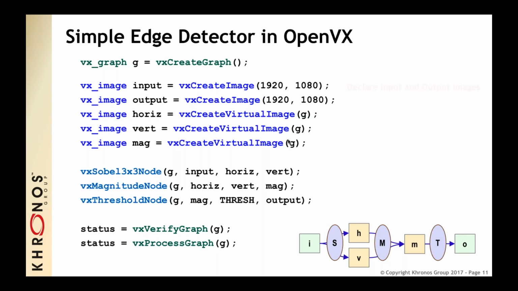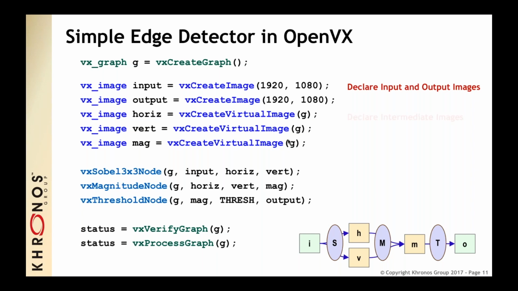Now, let's look at a simple example to go over this. I just took a simple edge detector, and you can see the code on the left and the bottom. You have the same application drawn in a picture. You can see I as an input and O as an output. All these ellipses S, M, and T are different kinds of nodes, like a Sobel node, a magnitude node, and a threshold node. So let's look at the graph and how you see it.